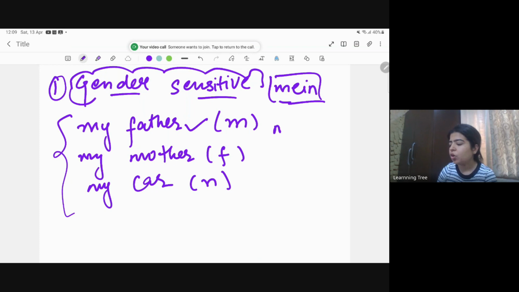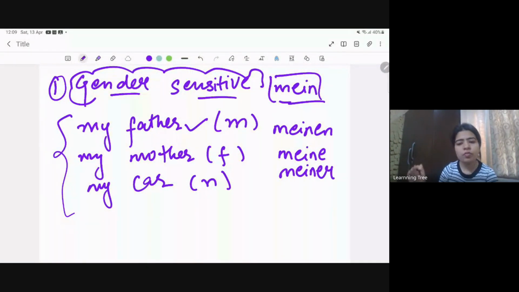So you will come across words like meinen, meine, mein. All of them mean the same, my, but because of the genders they will change. So this is the first and the major difference that we have in English and German.